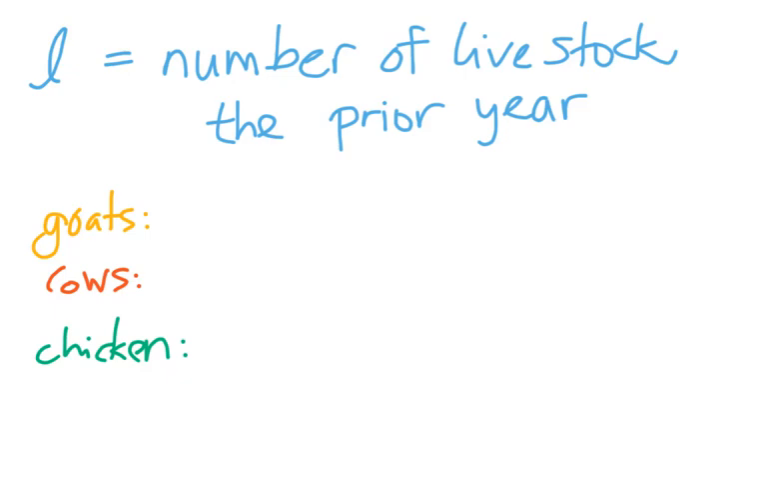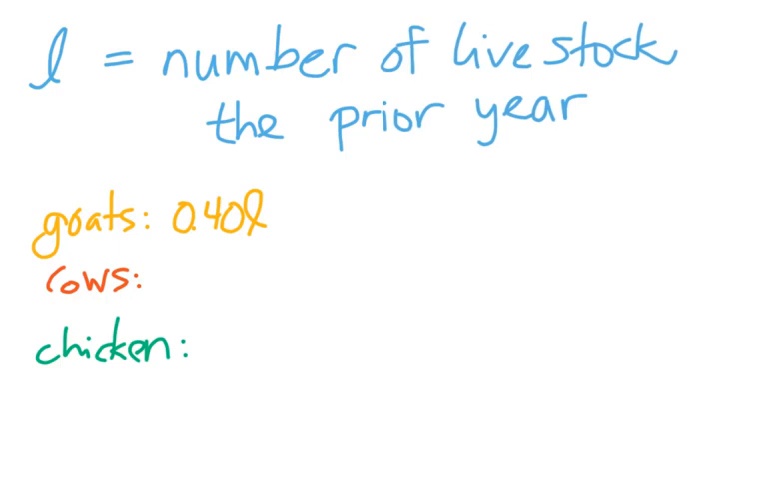We'll begin by defining our variable, and I'm going to let L, lowercase l, represent the number of livestock from the prior year. And I'm going to use that now to create equations or expressions that represent the number of livestock now. So the goats were 40% last year, so that's 0.40 L.